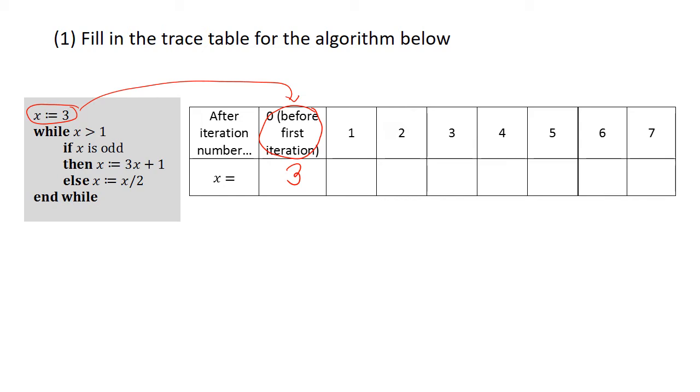So first, before starting the while loop, we have to check whether the condition is true or not. So is x greater than 1? Well, 3 is greater than 1, so yes. So we are going to execute the while loop.